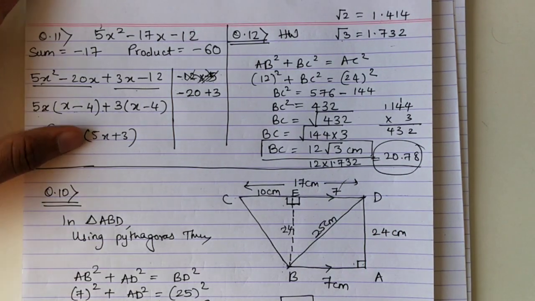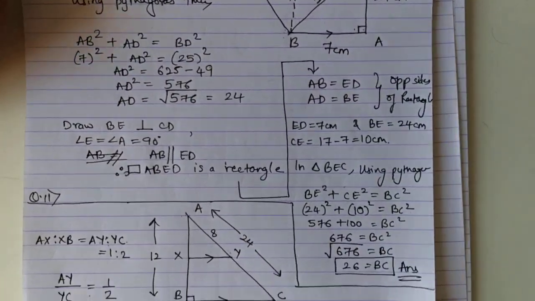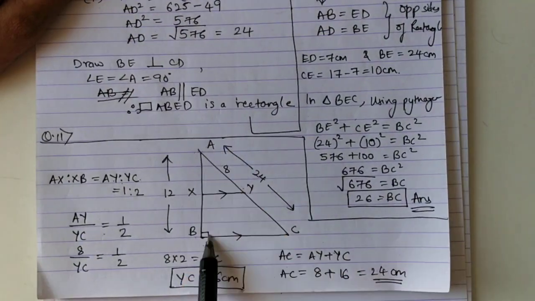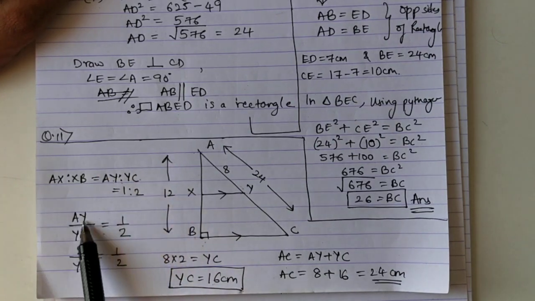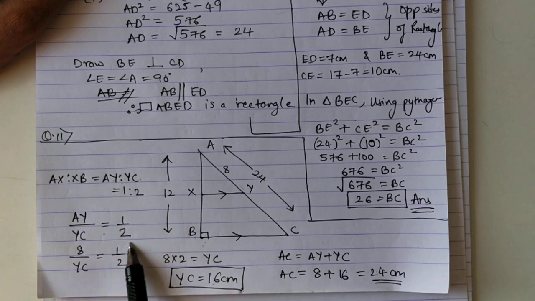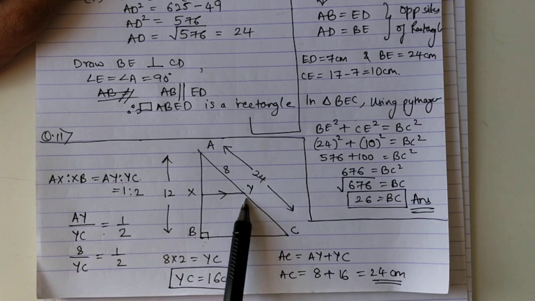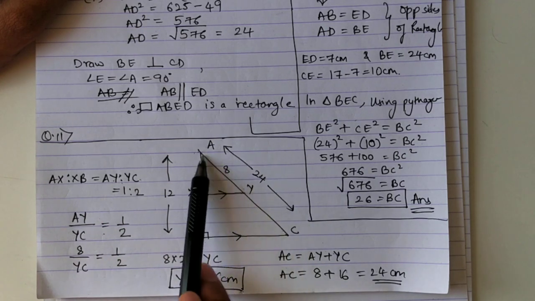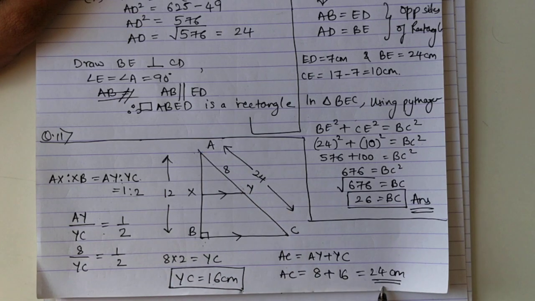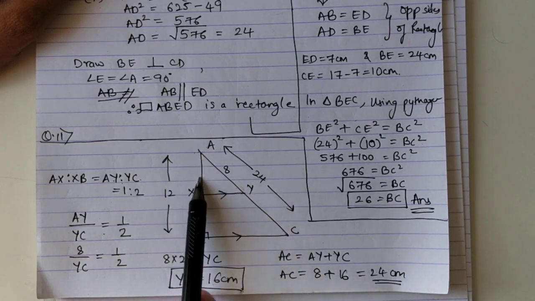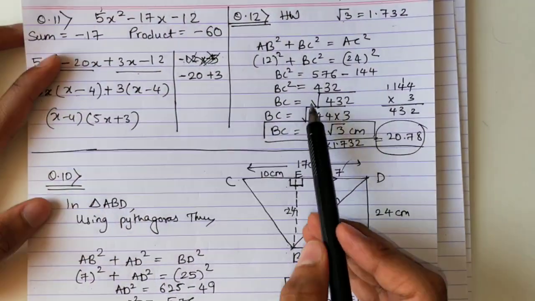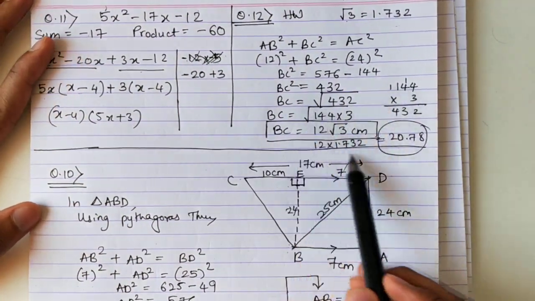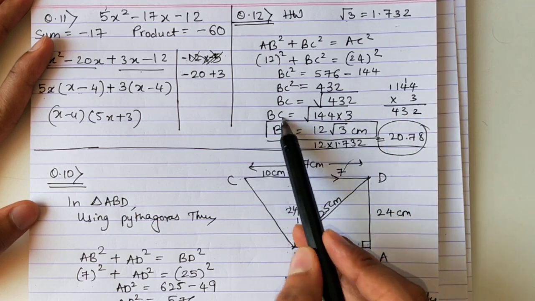Okay, I hope you have understood the sum. See here, this was the diagram. First, we use the given information: AY upon YC is 1 upon 2. I put the value of AY as 8, cross multiply, and we get YC. Once we got YC, add YC with AY to get full AC, correct? Once you have full AC, take the bigger triangle and use Pythagoras theorem. By using Pythagoras theorem, we got the value of BC.